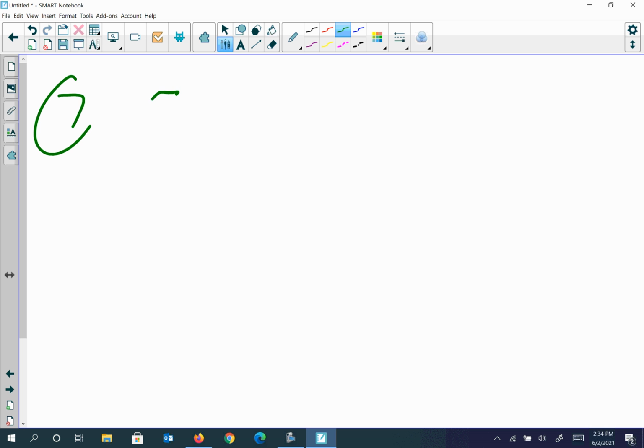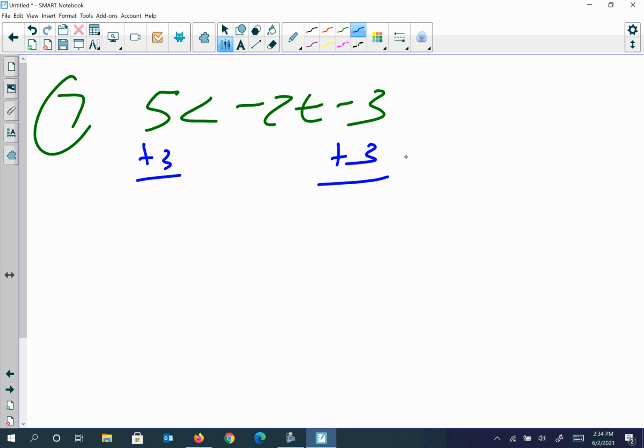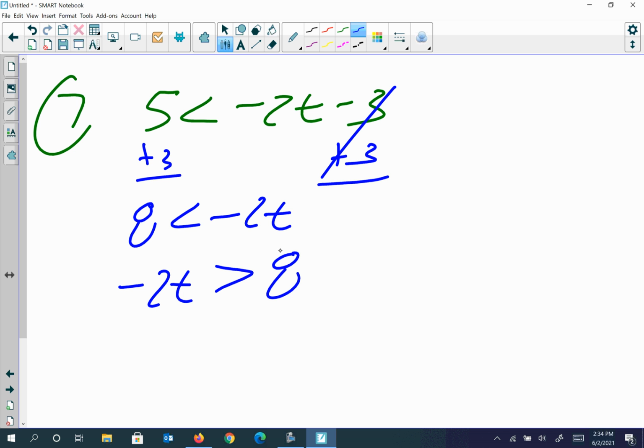Number 7, I have 5 is less than negative 2t minus 3. We'll add 3 to both sides. So those cancel, so I get 8 is less than negative 2t. At this point, you might want to flip the whole thing over. Now, this sign didn't flip over because I didn't multiply or divide it. I just changed the sides of everything.